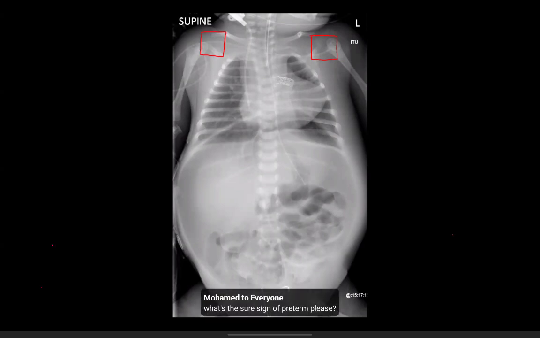What's a sure sign of preterm? There isn't one really. Let me think. I can't think of anything definitely skeletal that I would look at to be sure that a child is preterm. I think humeral heads are not a bad sign, but please don't be definitive about it in the exam.